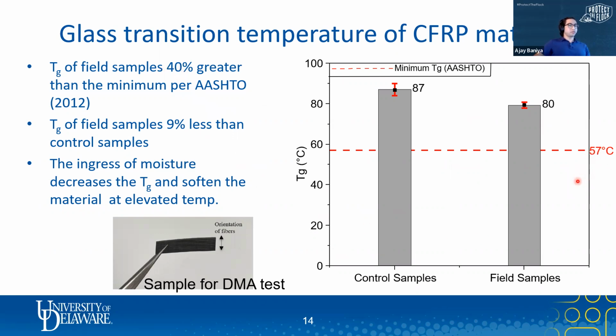This 57 comes from ASTM, which says the minimum Tg needs to be more than 40 Fahrenheit above the maximum service temperature of the bridge. So in our Delaware case, the maximum service temperature reached up to 35, and based on that, we found this 57 degrees Celsius.